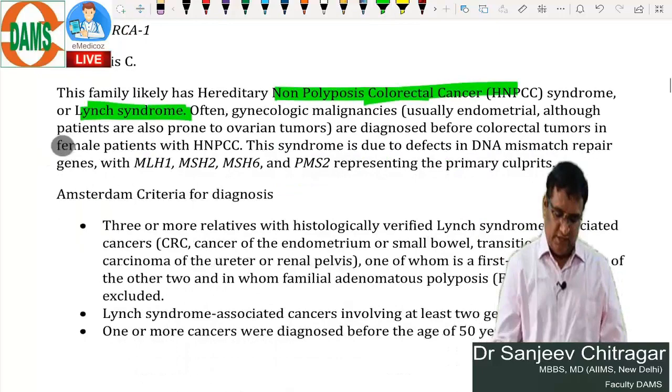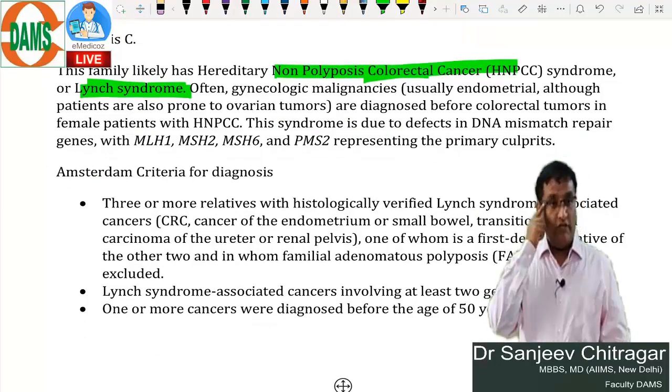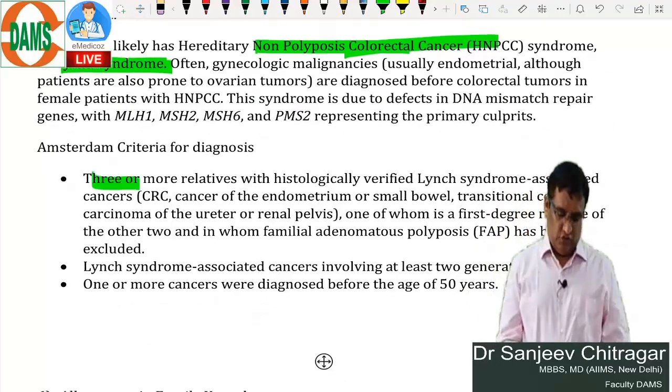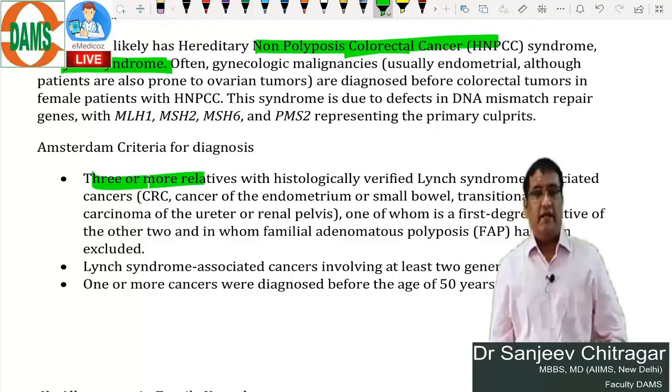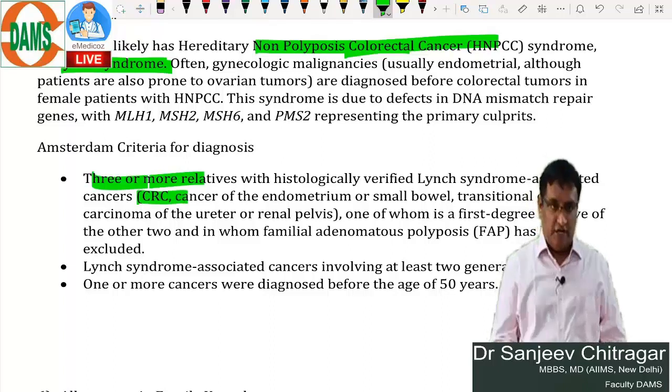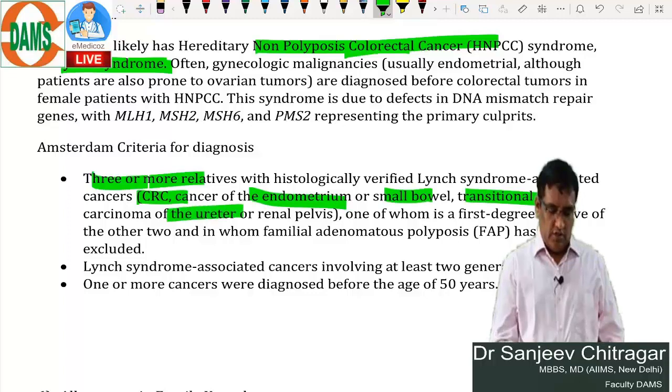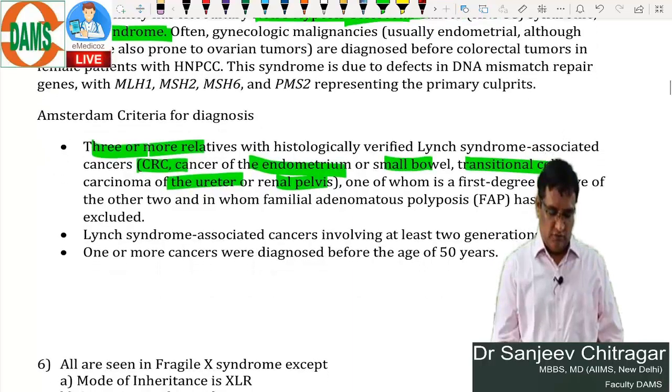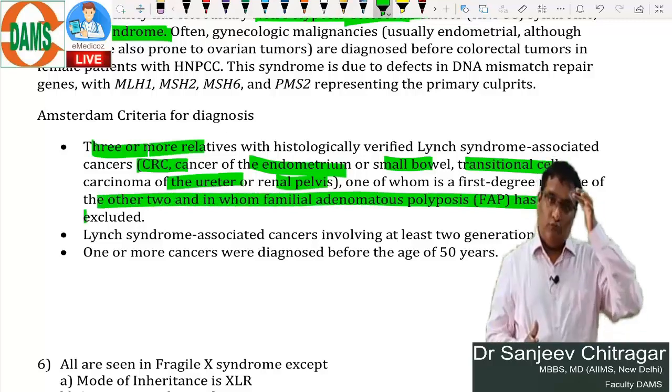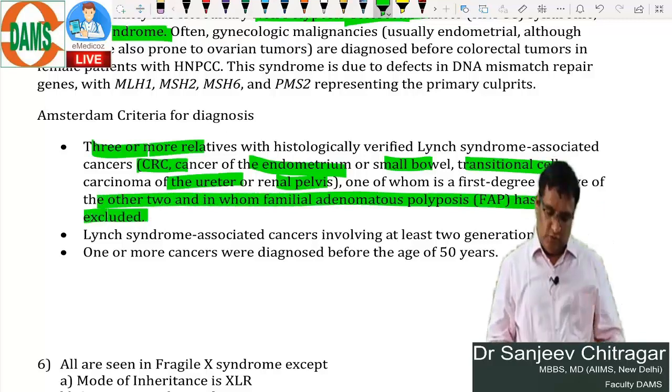What are the criteria? There's a criteria to call the Lynch syndrome, and you can refer to this in the explanation. 3 or more relatives should be having tumors. Which tumors? Either a cancer of endometrium, small bowel, or transitional cell carcinoma of ureter or renal pelvis, and there should be at least 3 relatives. One of them should be a first degree relative, and the other 2 in whom familial adenomatous polyposis has been excluded. So very important, you have to exclude FAP, then only you will make a diagnosis of HNPCC.